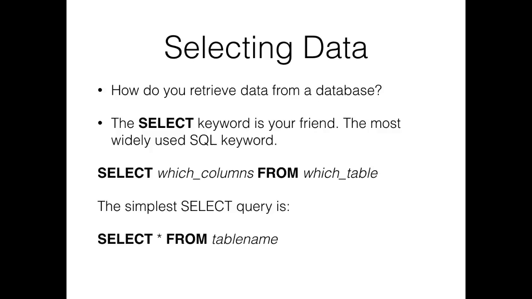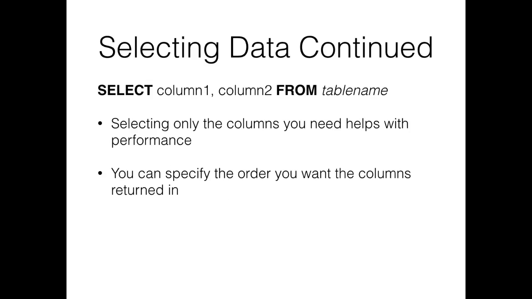Select which columns you want, separated by commas, from which table. And I know some of you are wondering what happens when you have multiple tables, and we'll get into that. We're just starting here. The simplest select query is select star, which means all columns from a given table name. Got it? So you can select specific columns, maybe first name and last name only, from a specific table name, and you separate those columns in the select by commas.